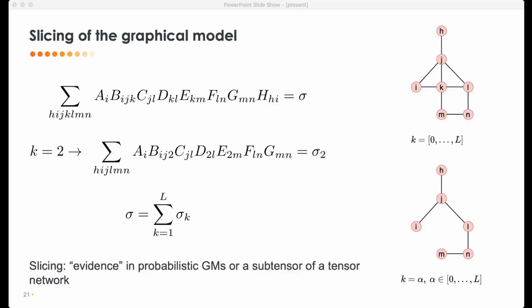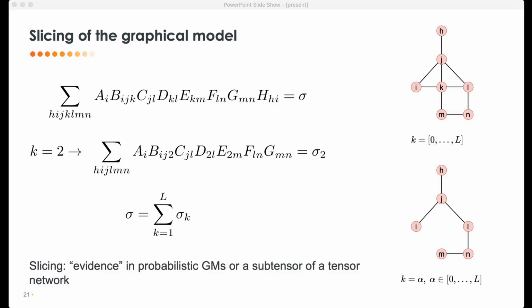Finally, I would like to overview our recent work on parallel evaluation of graphical models. Suppose that you are interested in some specific configuration of a subset of variables. This happens when you deal with conditional distributions, or during the decoding of error correction codes, or when you are evaluating some specific slice of a tensor network using graphical models. So in this example, suppose we are interested in the conditional distribution when we fix a variable k to value 2.